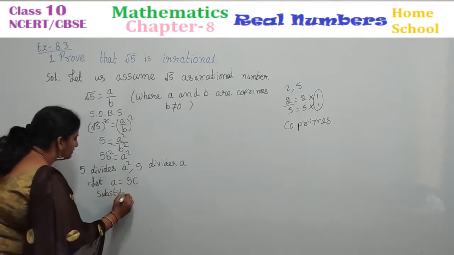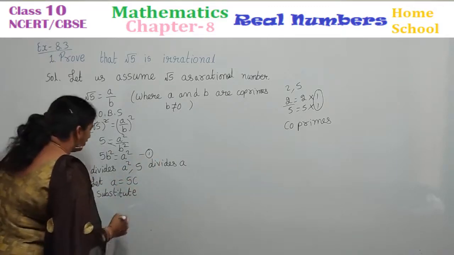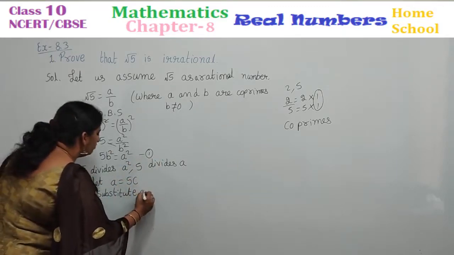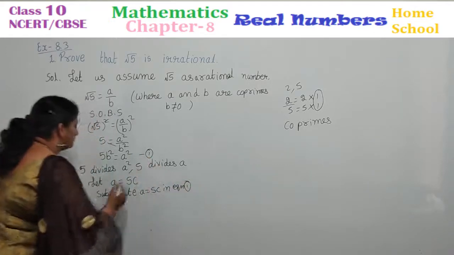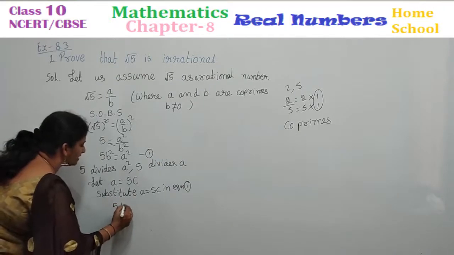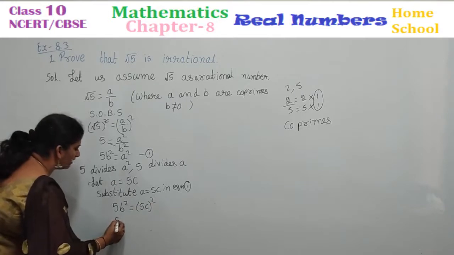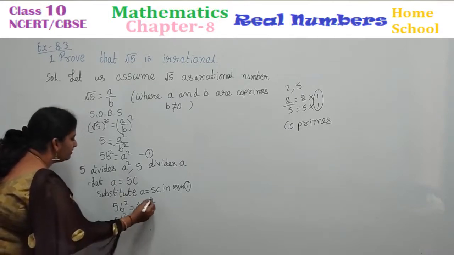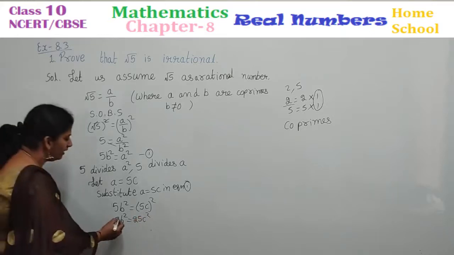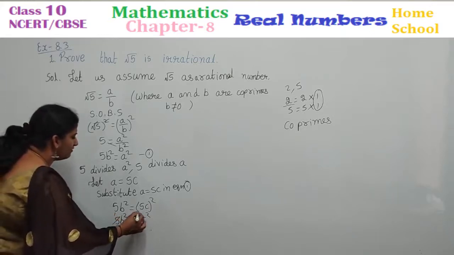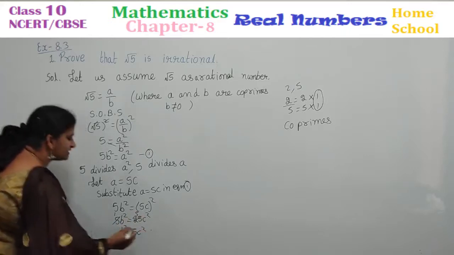Substitute, children. Substitute A is equal to 5C in equation 1. That will be 5B square is equal to 5C whole square. Remove from brackets. 5 5s are 25C square. Now cancel 5 1s are 5, 5 5s are 25. Then B square is equal to 5C square.